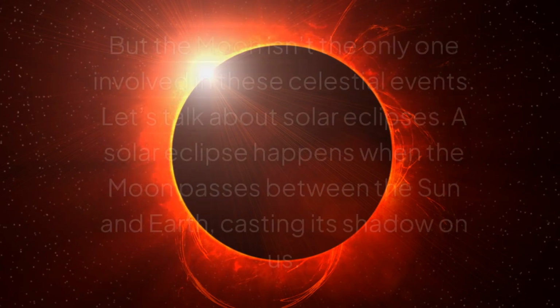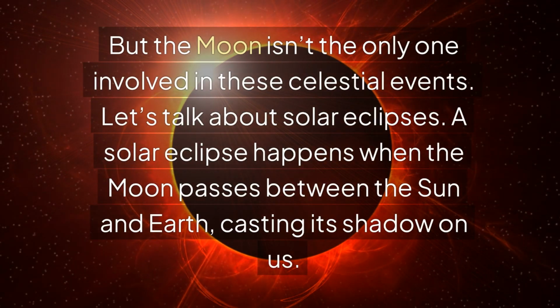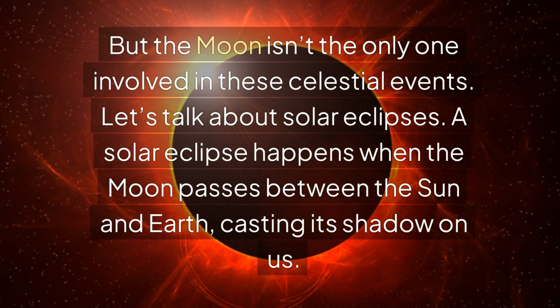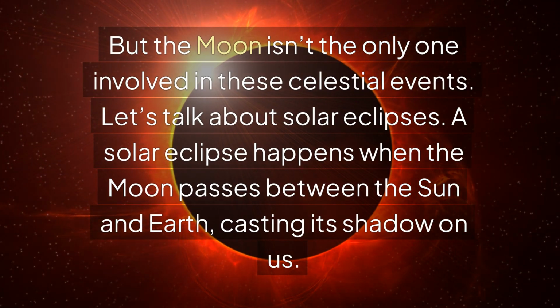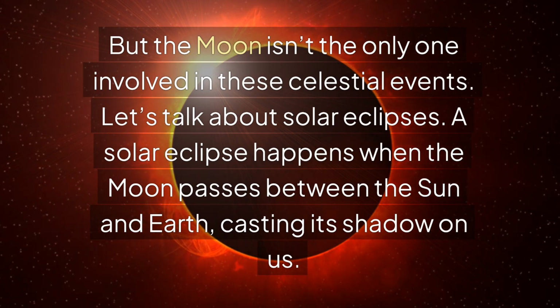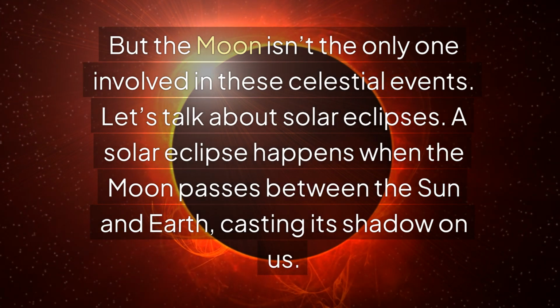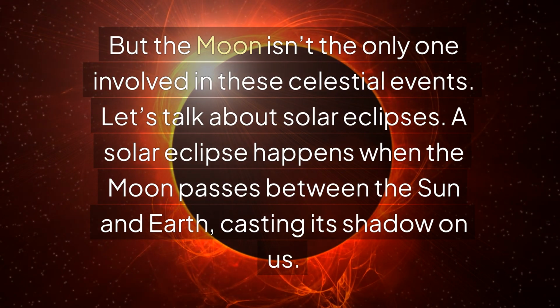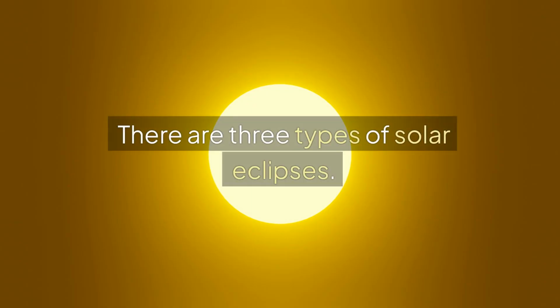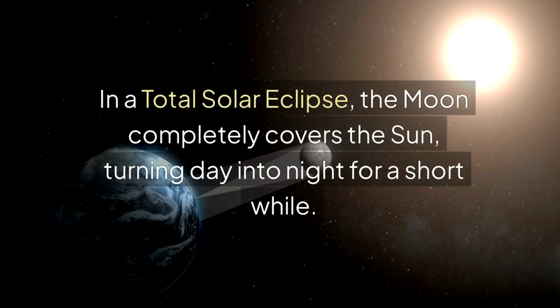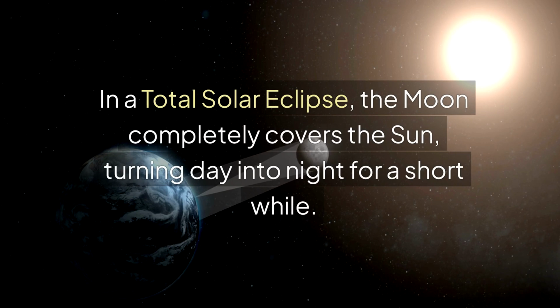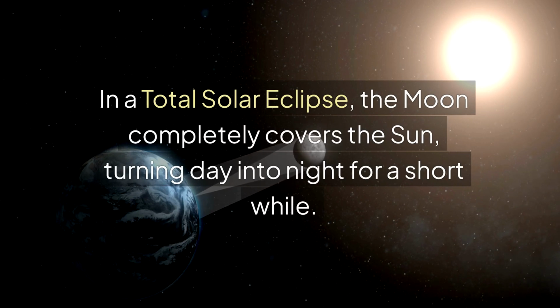But the moon isn't the only one involved in these celestial events. Let's talk about solar eclipses. A solar eclipse happens when the moon passes between the sun and Earth, casting its shadow on us. There are 3 types of solar eclipses. In a total solar eclipse, the moon completely covers the sun, turning day into night for a short while.